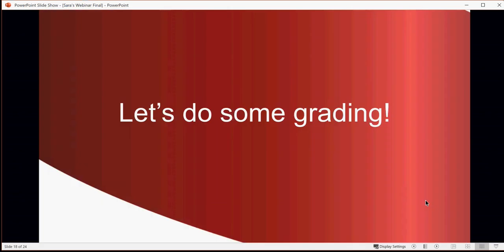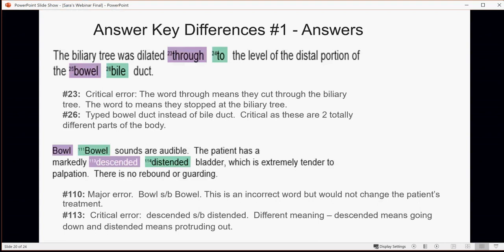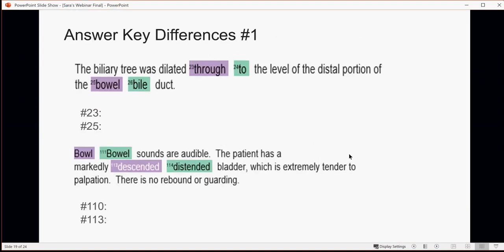Okay? I hope you did well on that. Let's do some grading. So this is what you're actually seeing when your reports come in. Here's some answer key differences. The biliary tree was dilated through to the level of the distal portion of the bile duct. First of all, the word through is highlighted purple, which means that is what we typed. Note that there is a number on that error, number 23.